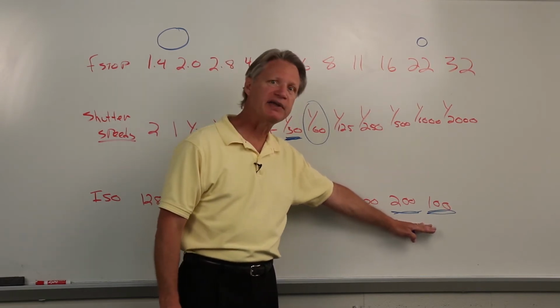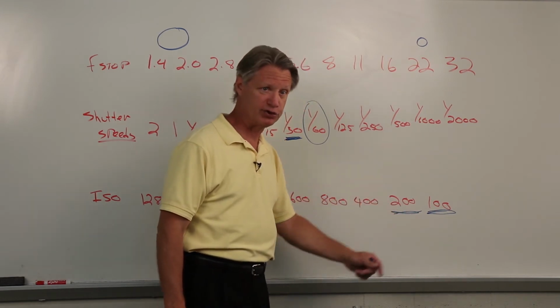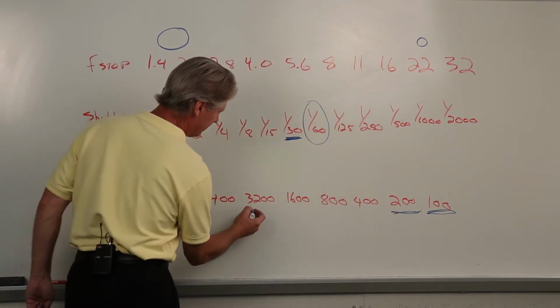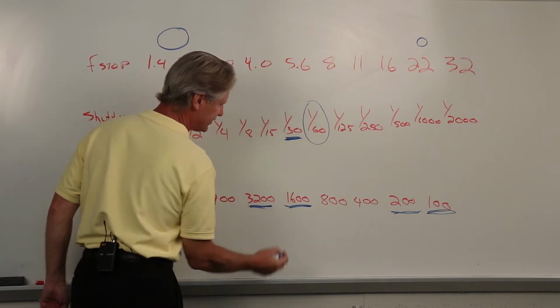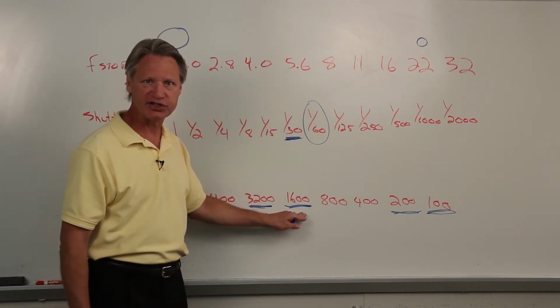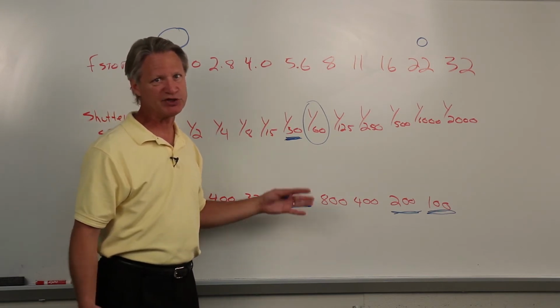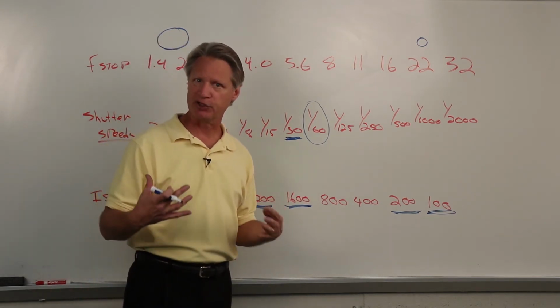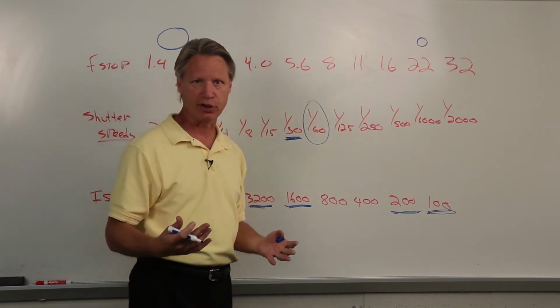You're not going to be able to shoot at ISO 100 or 200. You're probably going to be up here, 3200 or 1600. I know when I shoot high school football games, I'm pretty much at 1600. It's just what you have to do because there really isn't much light at these venues where you go.